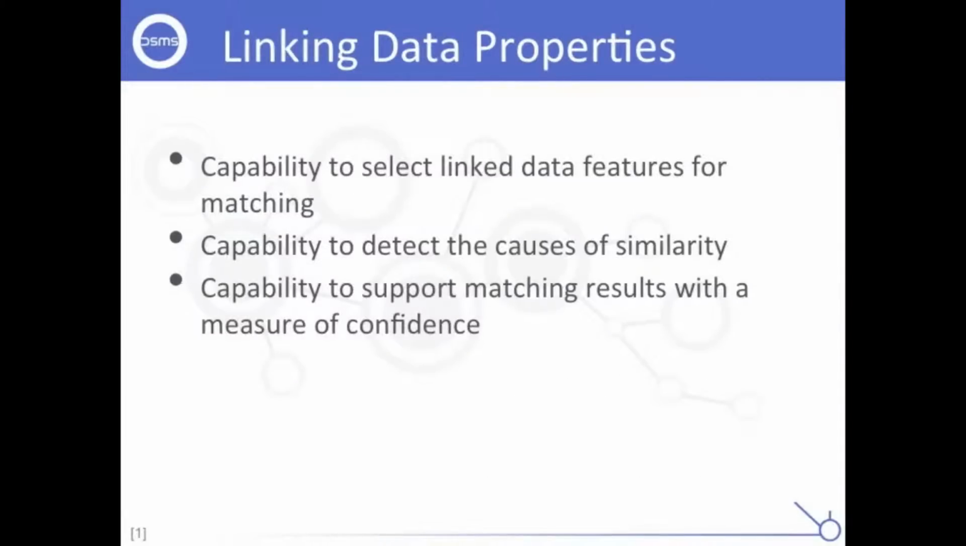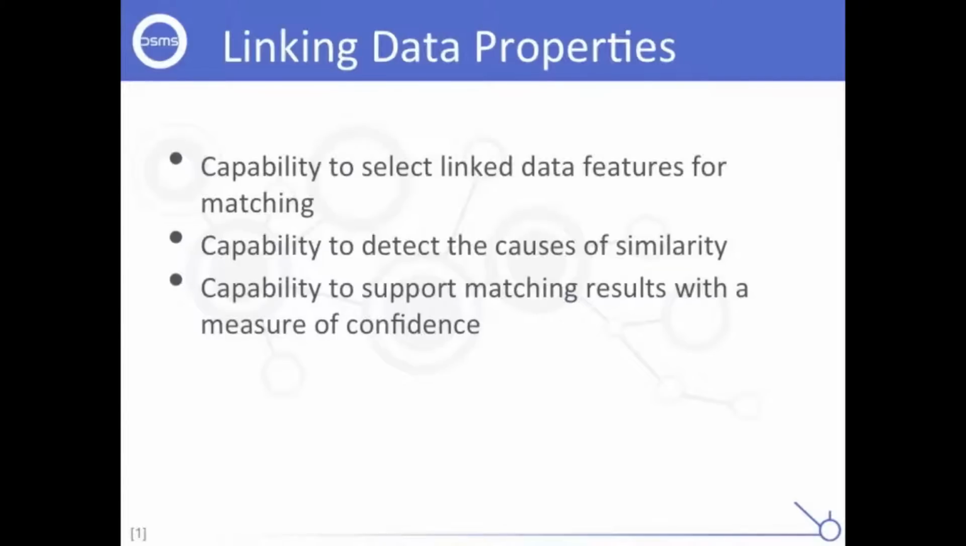Linked data properties. Linked data requires some properties to be satisfied. That depends on the typical design and characteristics of linked data sources. First, the capability to select linked data features for matching. The goal is to reduce the number of features to match, thus simplifying the overall execution cost of classification, by also avoiding detecting similarities that are irrelevant for the considered aspect view of the data.